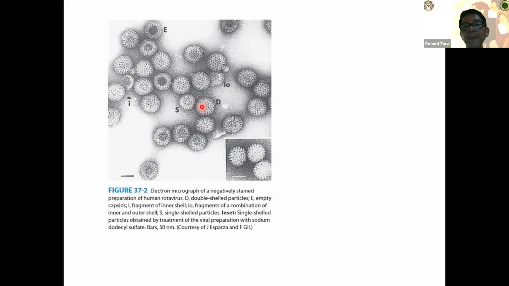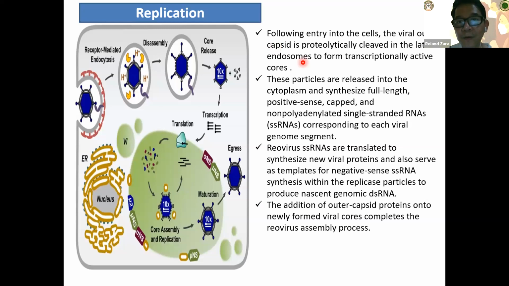So this is how they replicate. Just read over this one and I will explain these illustrations. Your reovirus attaches to the plasma membrane. Once it attaches, it acquires the plasma membrane at the site, going into the cytoplasm. Then this part will undergo proteolytic cleavage, so there will be disassembly, in order to release this nucleocapsid containing the double-stranded linear RNA. Inside the nucleocapsid, you have the double-stranded RNA and it will release the linear RNA.